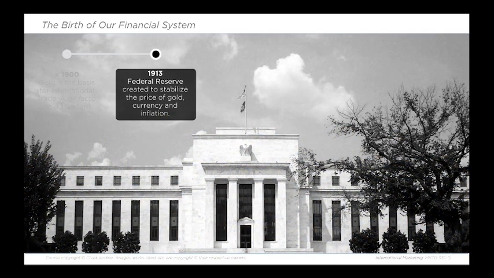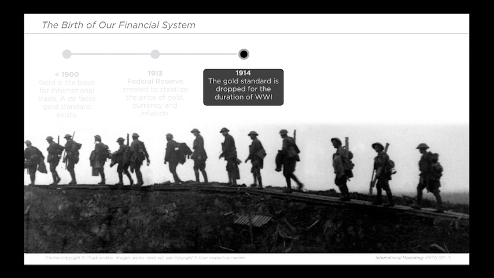In 1913, the Federal Reserve is created, formed by Congress to be the central bank of the United States. So its mission is to control inflation by stabilizing the price of gold in relationship to the currency. And U.S. banknotes are then tied to gold. Now, World War I kind of throws the global economy into shambles, and the gold standard is temporarily suspended.